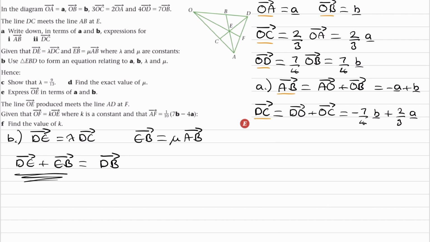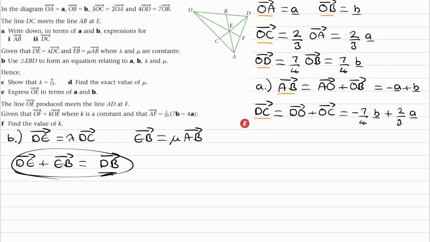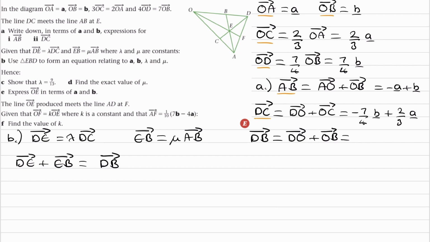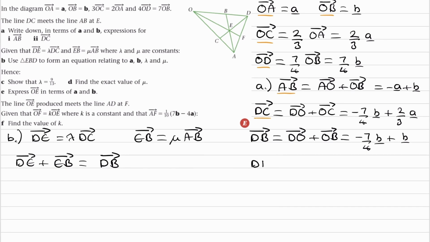Now we have the left-hand side. The left-hand side is this, and that involves lambda and mu. If we can work out what the right-hand side is, what DB is, then we can get our equation that relates AB, mu, and lambda. So, to work out DB, we can go from D to O, and then O to B, which is minus 7/4 b plus OB. DB is then minus 3/4 b.